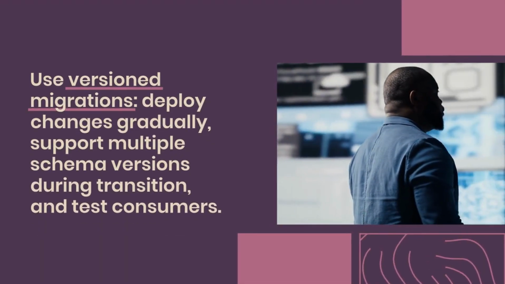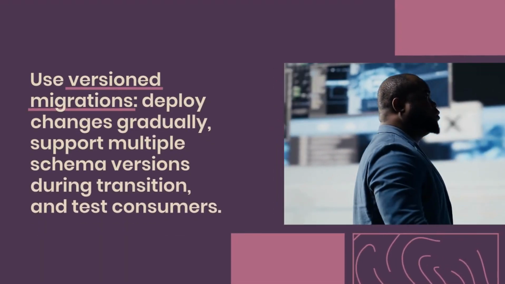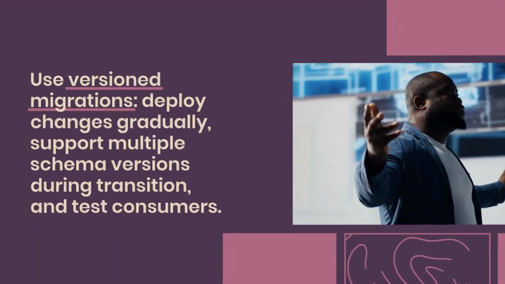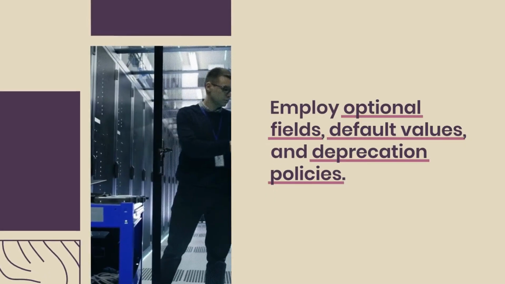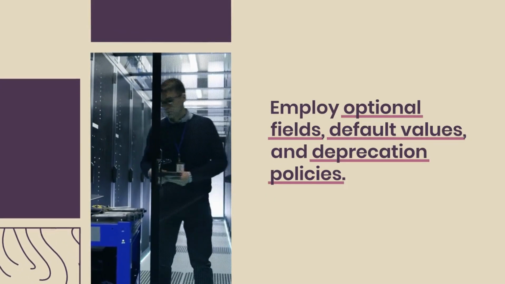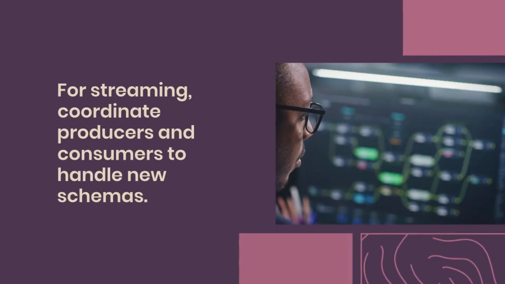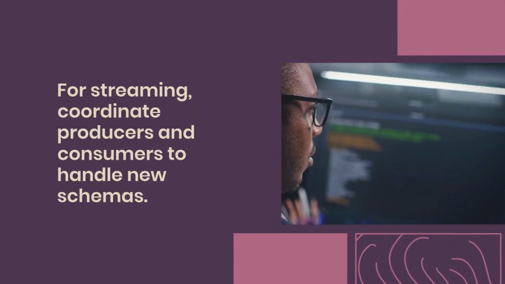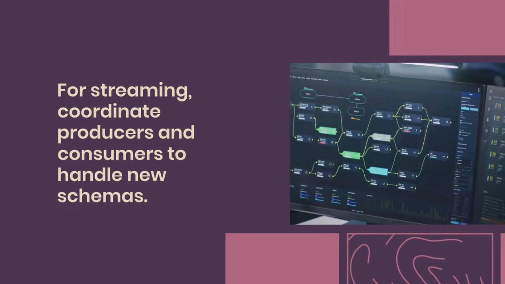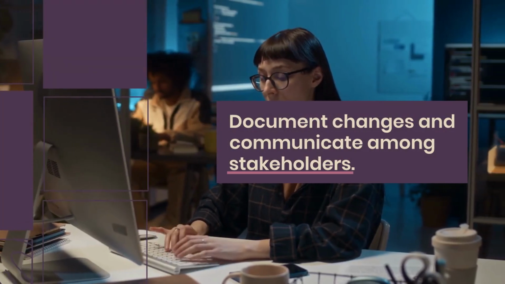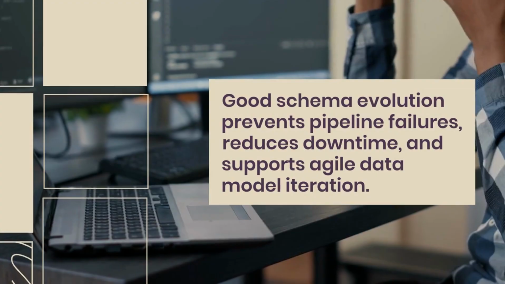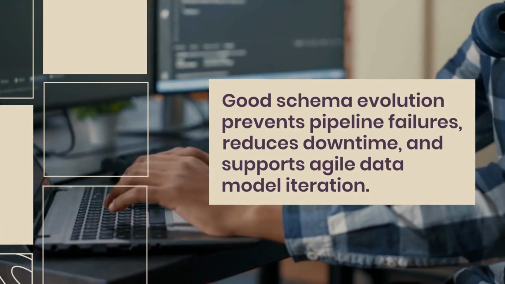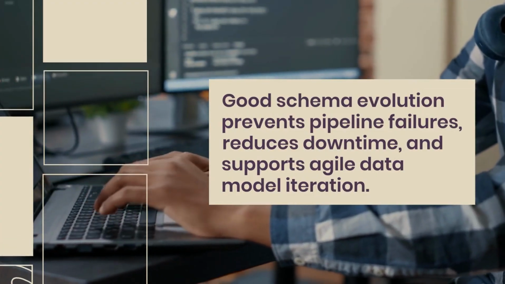Use version migrations. Deploy changes gradually, support multiple schema versions during transition, and test consumers. Employ optional fields, default values, and deprecation policies. For streaming, coordinate producers and consumers to handle new schemas. Document changes and communicate among stakeholders. Good schema evolution prevents pipeline failures, reduces downtime, and supports agile data model iteration.